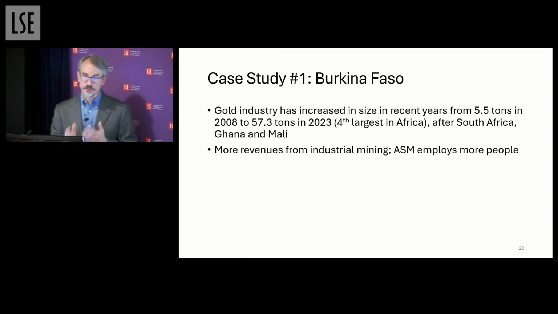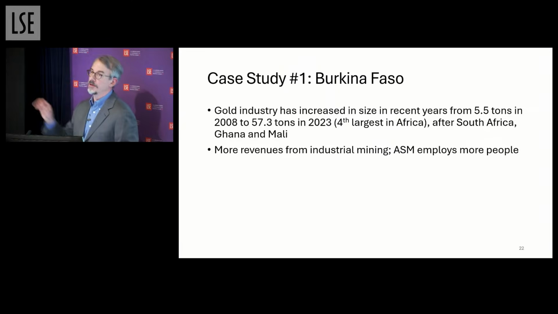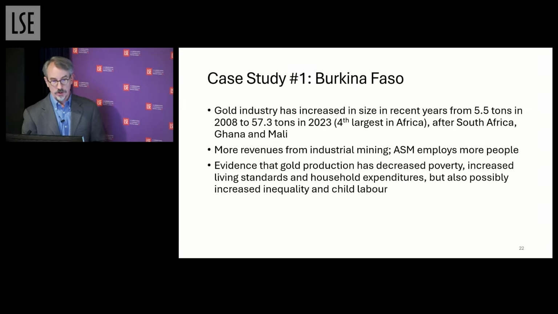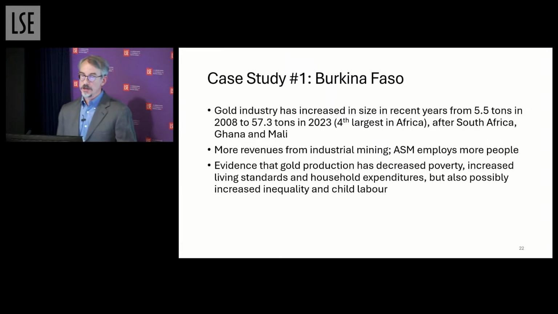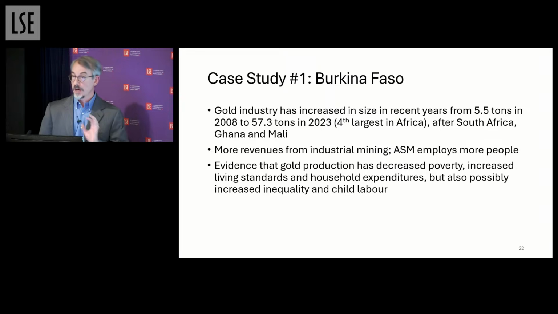It earns revenues in two ways. One is industrial mining. Another way is through ASM, that's artisanal and small-scale mining. The more money comes from the industrial mining, but more employment comes from the ASM. And there is evidence from recent economics papers that we have seen production generating declining poverty, increasing living standards, increasing household expenditures, but possibly generating some increased amount of child labor and increased inequality.